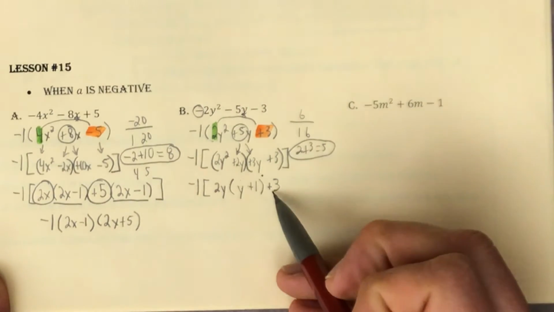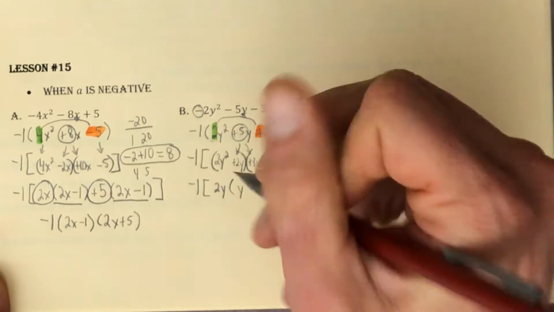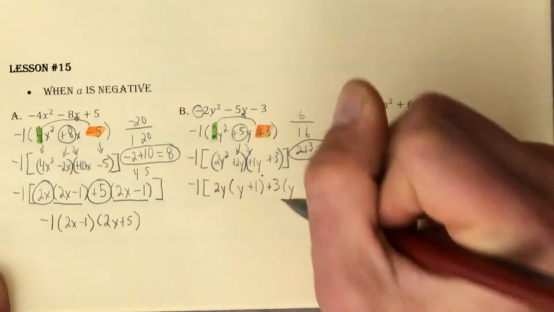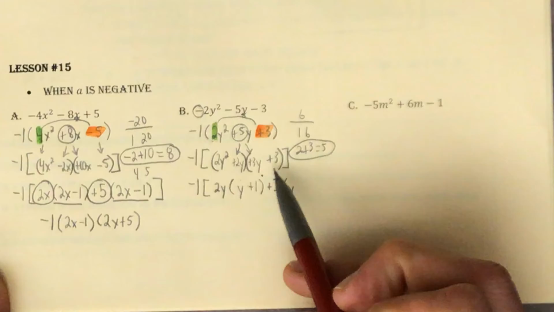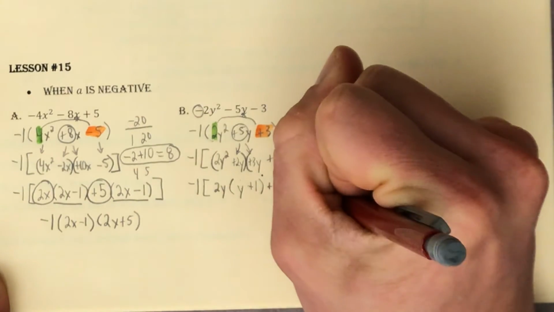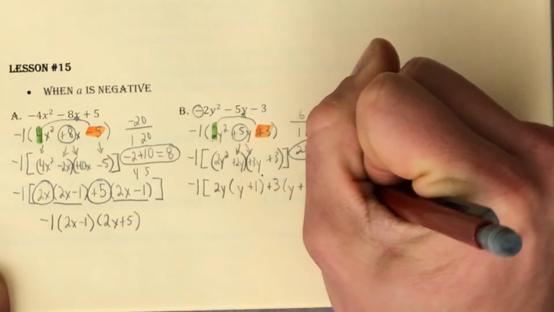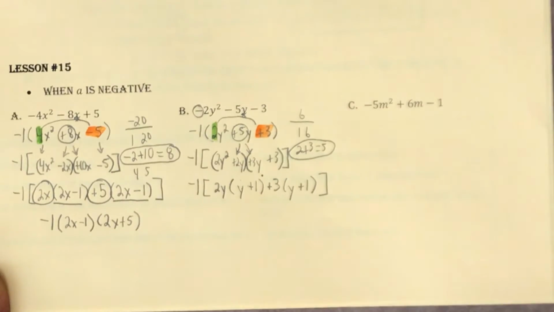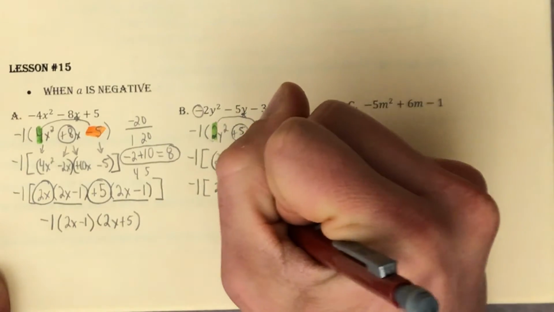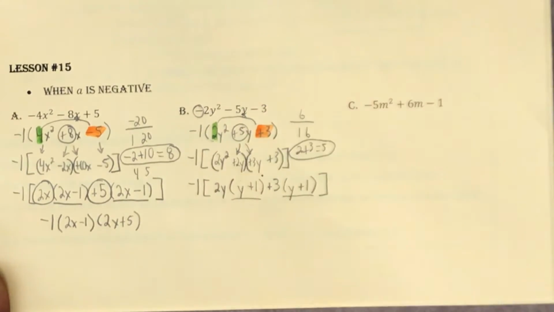Well, what did I multiply positive 3 by to get to positive 3y? Well, that would be y. What did I multiply positive 3 by to get to positive 3? Well, that would be positive 1. End of parentheses into my bracket. Again, if we did this correctly, we should have the same thing in parentheses, which we do.